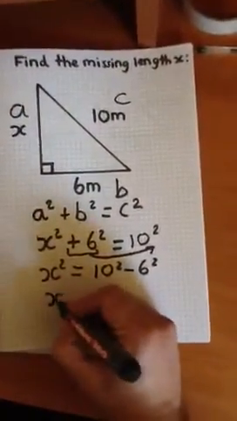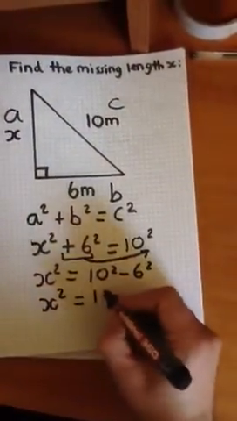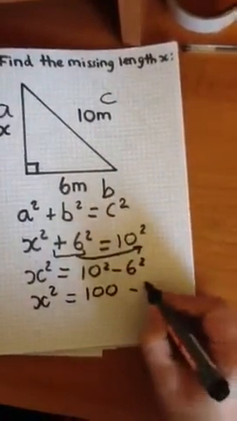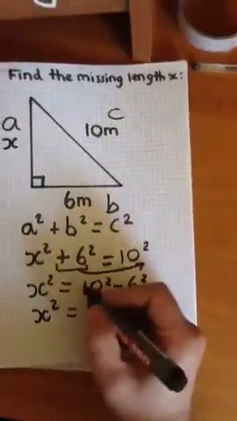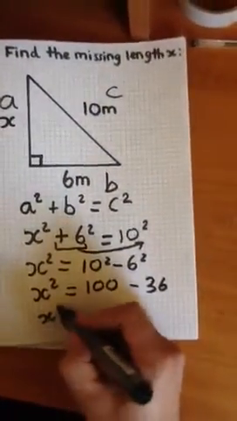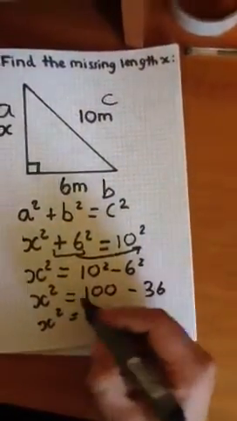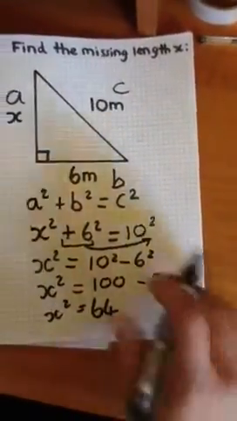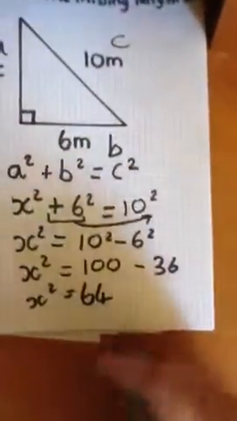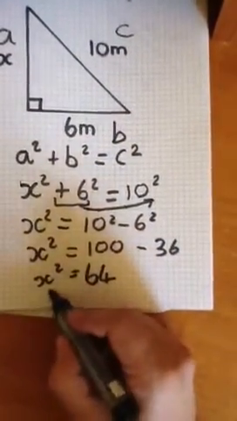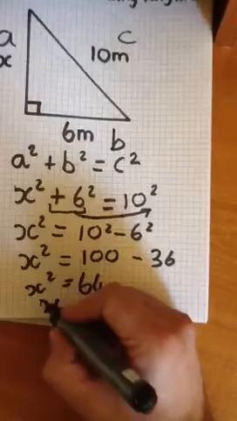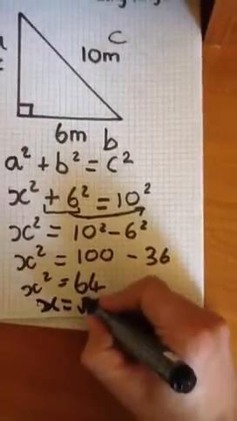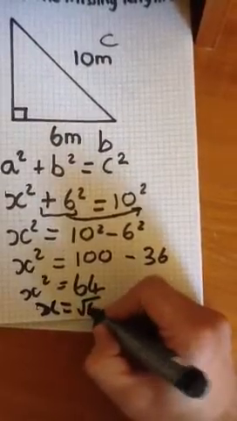Right, so here x squared is 100, because that is 10 times 10, 10 squared. Take away 6 times 6, 6 squared, which is 36. Right, here what we've got now is that x squared equals, now if we take these away from each other we get 64. Now our final step's exactly the same as before. We need to get x by itself, so the opposite of squaring, we have to square root the other side. So we have to square root 64.